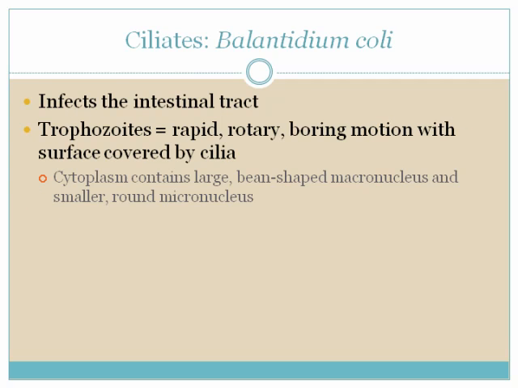Balantidium coli infects the intestinal tract. The trophozoites are rapid. They have a rotary or boring motion, and their surface is covered by cilia. The cytoplasm contains a large bean-shaped macronucleus and a smaller round micronucleus.